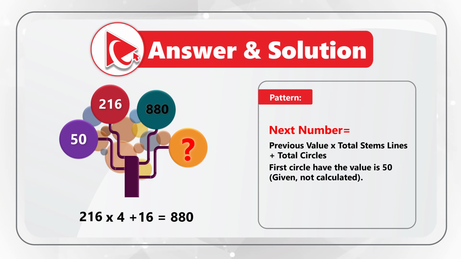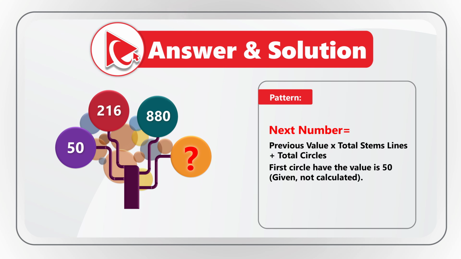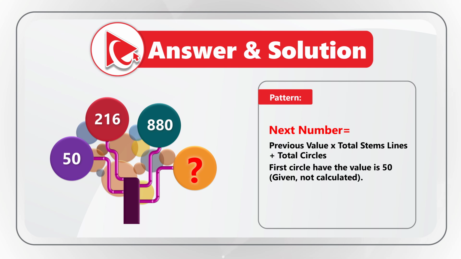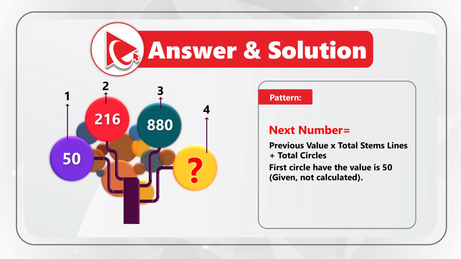Now you might be wondering what is 4 and where it came from, and what is 16. The 4 is the number of stem lines in this structure. Let's count them: 1, 2, 3, and 4. And 16 is the total number of circles. If you count them, you see 4 circles in the forefront, the ones that have a number and the missing number. And then there are also 12 circles in the background.